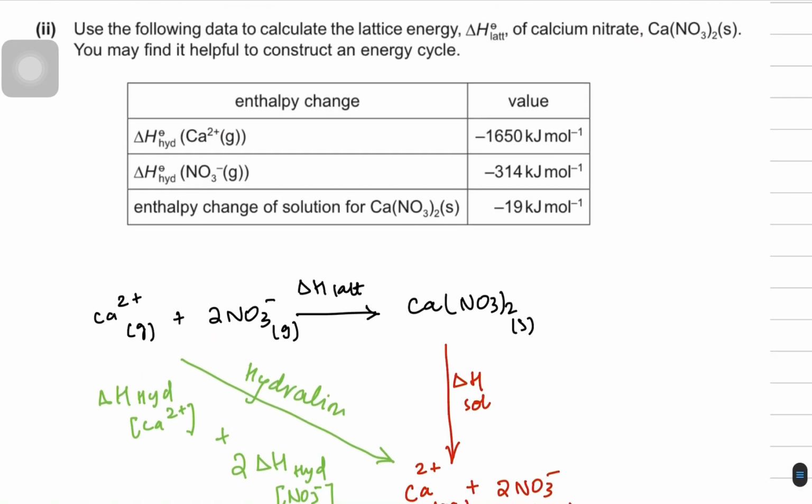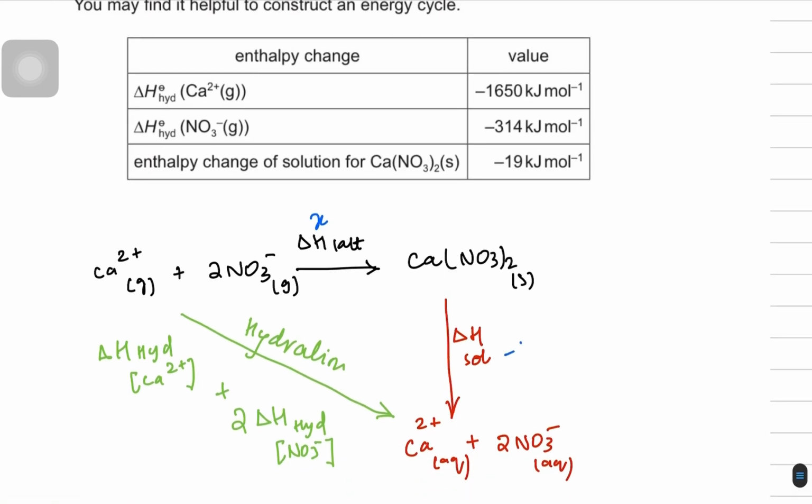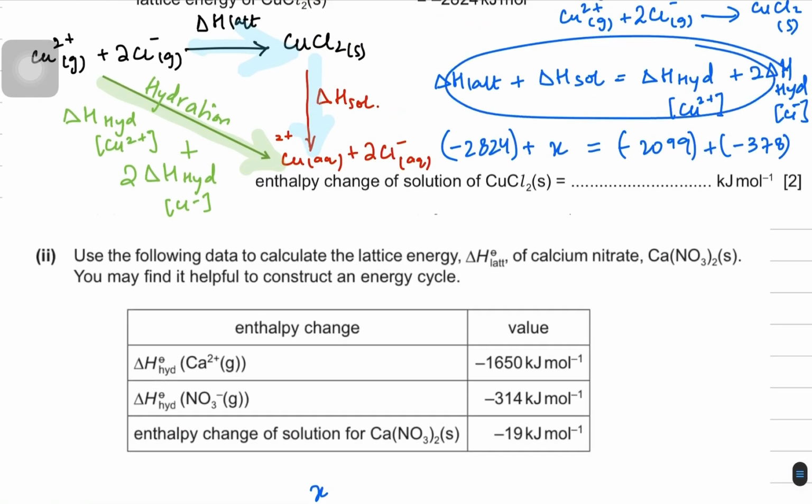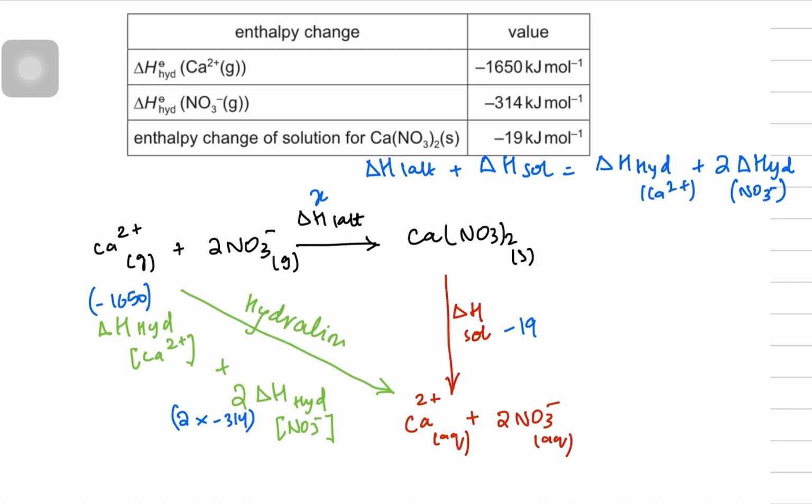The lattice energy is missing for us, so it is X. The solution value has been given as minus 19 and hydration values are minus 1650 and 2 times minus 314. You know the formula that has already been given over here? That's lattice plus solution equals the hydration of calcium and 2 times the hydration for nitrate. You can solve it by putting in the values and you can get the answer.